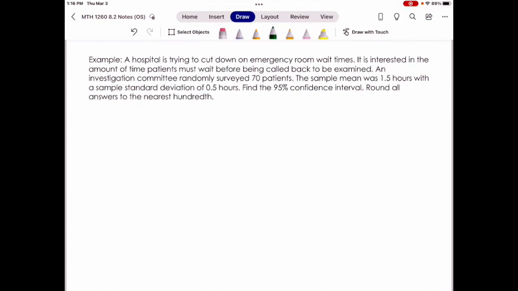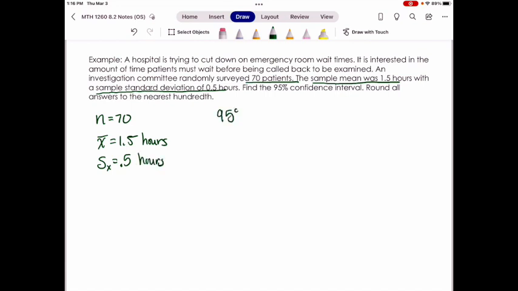So let's pick out the important pieces here. We have that there are 70 patients, so n is 70. We have that the sample mean was 1.5. We have a sample standard deviation of 0.5, and these are in hours. And we want to find a 95% confidence interval.